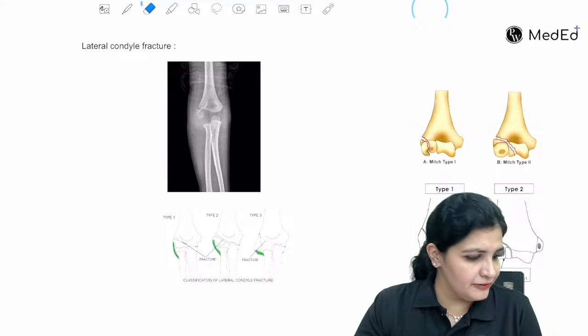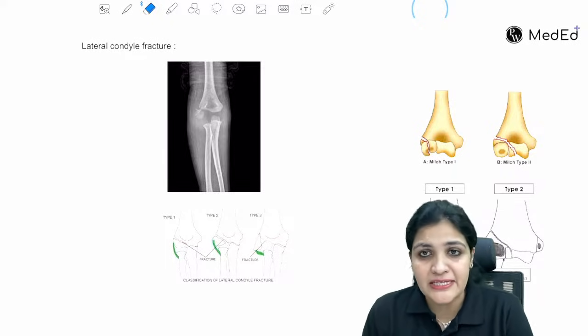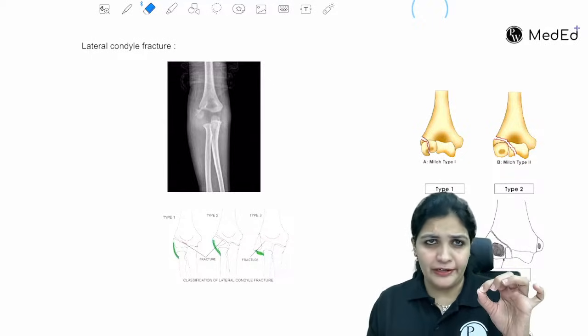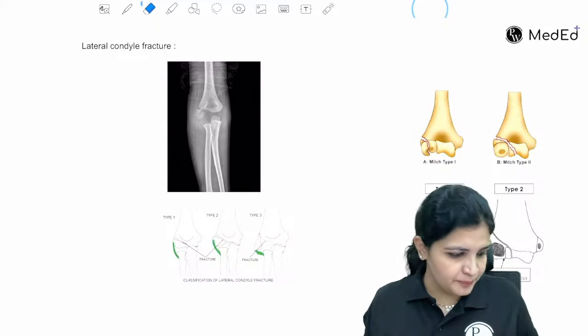Yesterday I stopped the class at supracondylar fracture humerus, right? So today we are going to discuss the lateral condylar fracture. I remember that yesterday I told a little bit about lateral condylar fracture, but it was in a hurry. So today I'll tell you in detail.